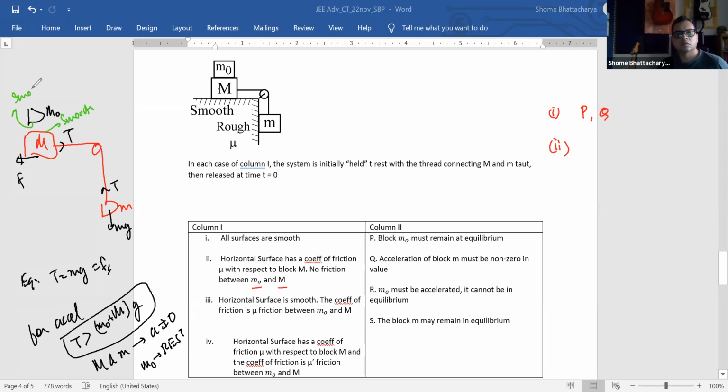There is no friction between m naught and this. Okay. So basically, no matter what you do, this guy cannot move. M naught must remain in equilibrium. Okay. Must be non-zero. This is also not correct because this condition can also happen. So if mg is less than or equal to mu (m plus m naught) g, then the acceleration will be zero. So this is not correct. Okay. M naught must be accelerated. That's not correct. This may be in equilibrium. That is true. So P and S become the correct options.